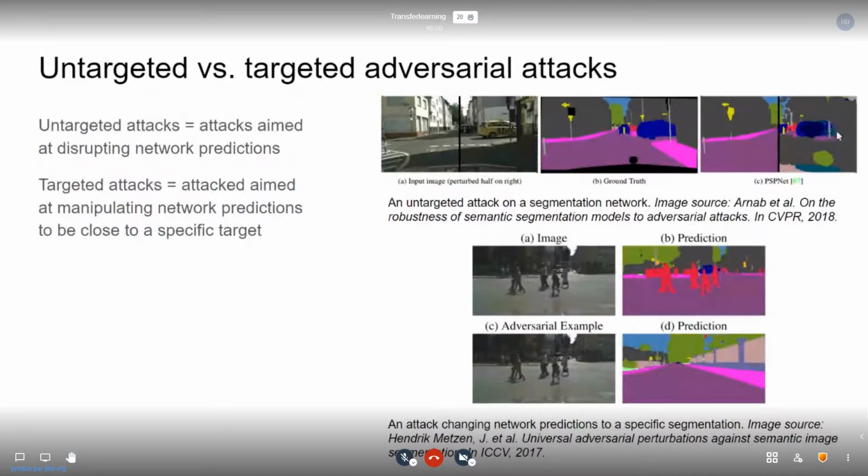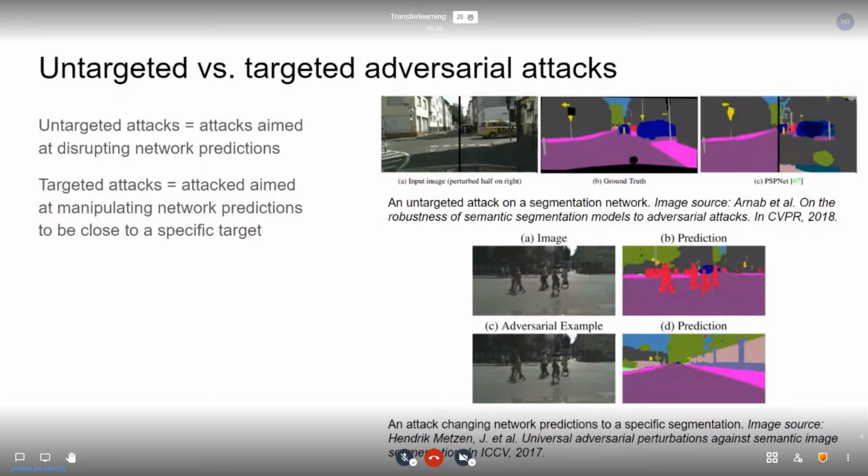And apart from untargeted attacks, there are also targeted attacks, and they aim at changing predictions of the network in a specific way. They make the network predict a very specific class or segmentation. Here's an example of a targeted attack for the same application. This is the prediction of the network with respect to the clean image. And for the adversarial example, the prediction given by the network is a segmentation with respect to a different image.